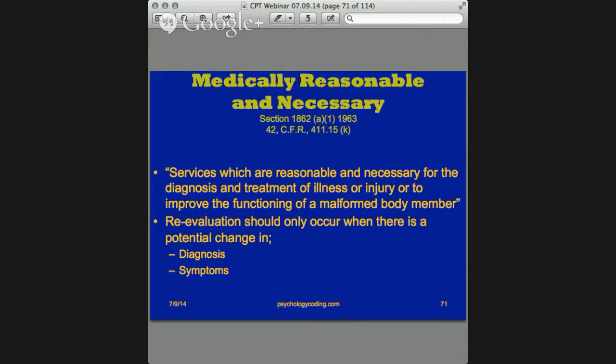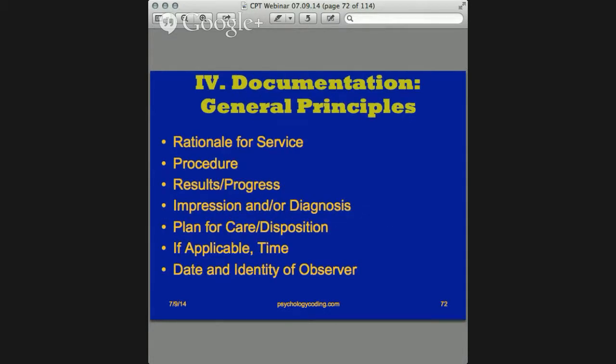Services which are reasonable and necessary for the diagnosis and treatment of illness or injury, to improve the functioning of a malformed body member. And reevaluation should occur only when there is a potential change in diagnosis and symptoms. All right, let's move our discussions to documentation.